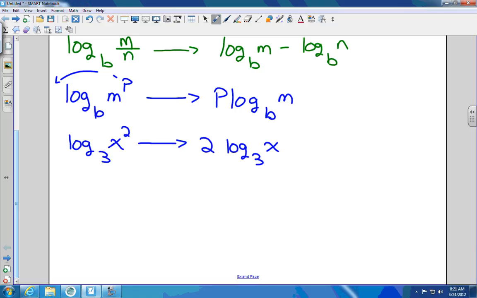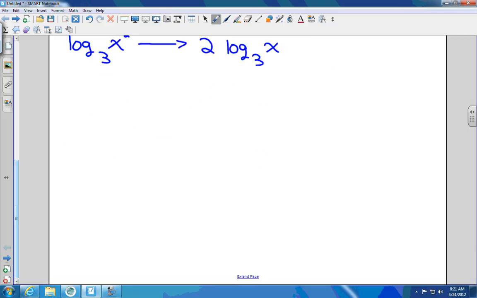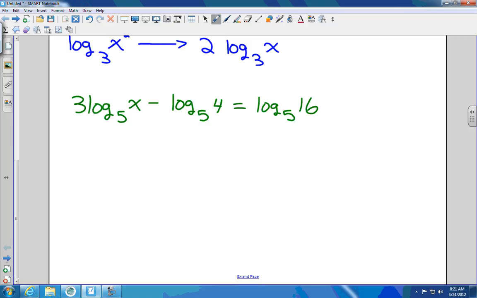Then on page 523, there's a few examples that we'll do, just illustrating how to actually use these properties in problems. So we have 3 log base 5 of x minus log base 5 of 4 equals log base 5 of 16. And of course, we'll still be using the rules that we've learned in the first two sections to solve these. So do we see any parts there that would become an exponent?